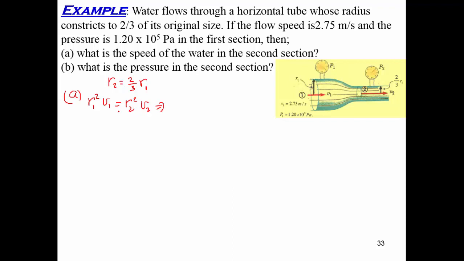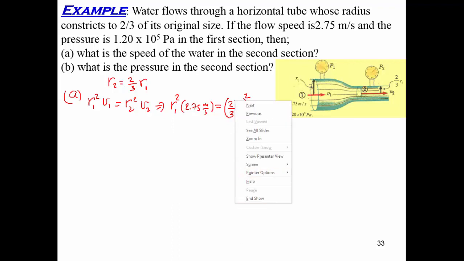Okay, now we plug in the values. We'll leave R1 as it is: R1 squared times V1, where V1 is 2.75 meters per second, equals R2 squared. Now we replace R2 by 2/3 R1, all squared, times V2, which is our unknown. Now notice here that R1 squared will cancel out with R1 squared.